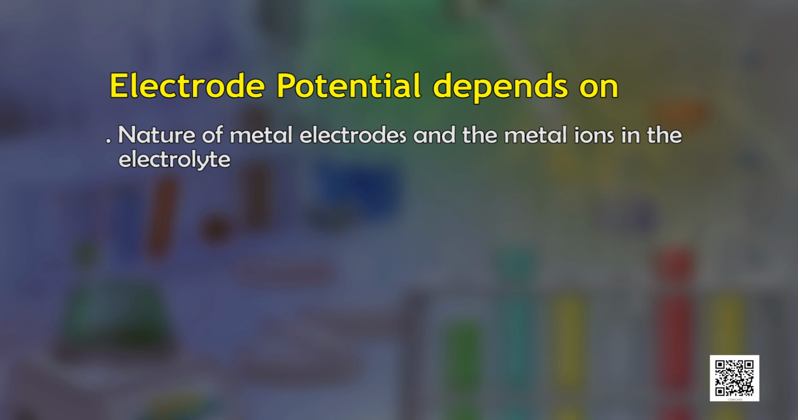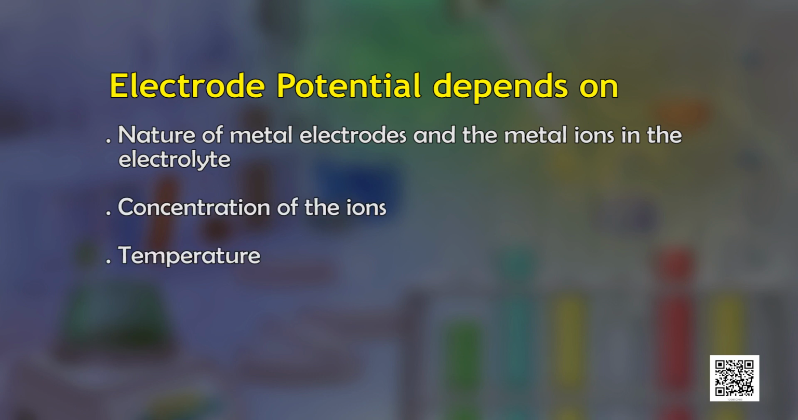It may also be considered as the tendency of the electrode to lose or gain electrons when it is in contact with the solution of its own ions. Electrode potential depends on the nature of the metal electrode and the metal ions in the electrolyte. It also depends on the concentration of the ions and on the temperature.